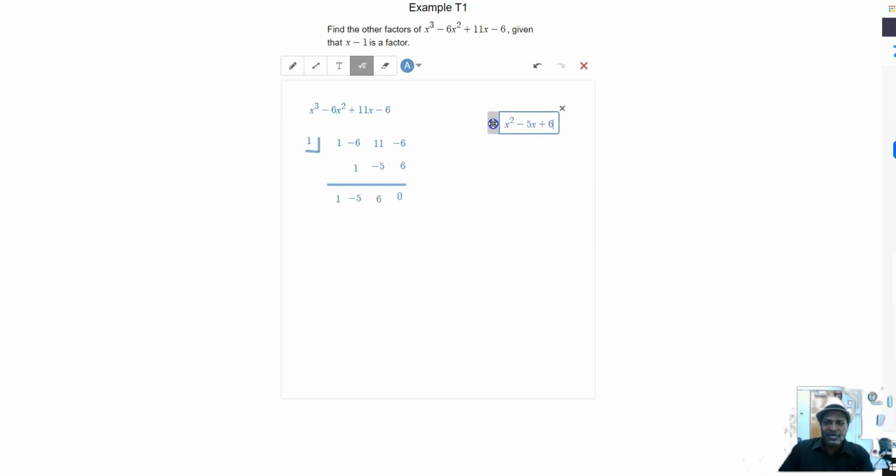So look what we got. If we factor this, we will have all the other factors of this polynomial. And we can factor it with the x method. Keep in mind here that for this polynomial, a is equal to 1. B is equal to negative 5. And C is equal to 6.